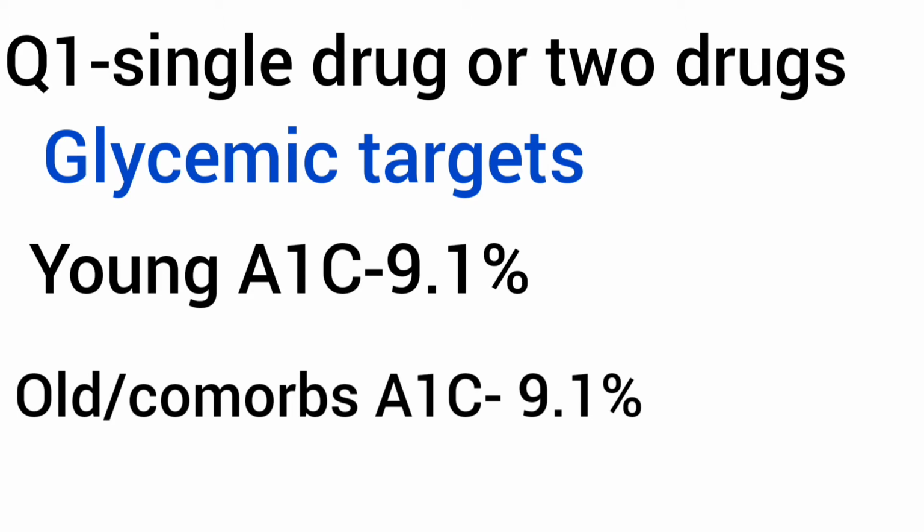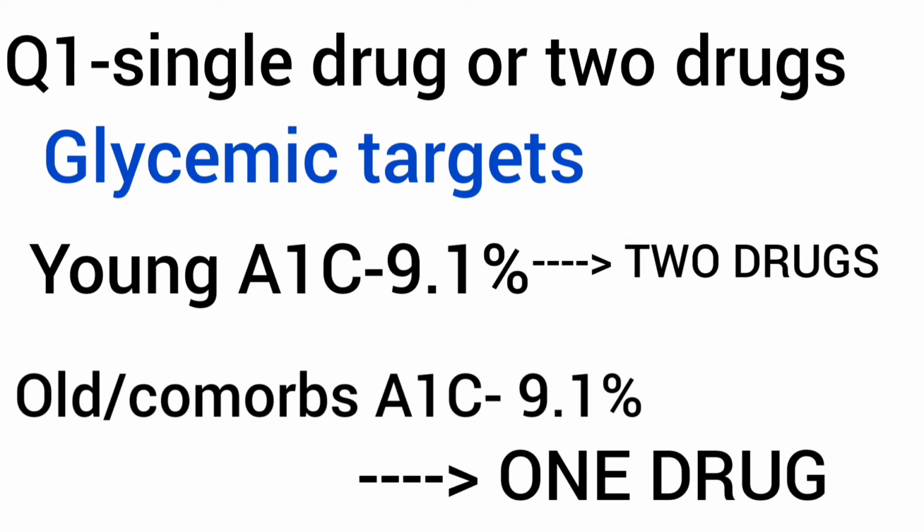Suppose we think of a young patient with 9.1, so his HbA1c target is 7, so he is 2.1 points away from his target. So it is more than 2. In this patient, a single agent is unlikely to get the results, so we have to try a two drug combination to start off his treatment. Coming to an elderly patient, or a patient with comorbidities or limited life expectancy, he has 9.1, his target is 8, so he is 1.1 points away from his target. In such a patient we can try a single drug.